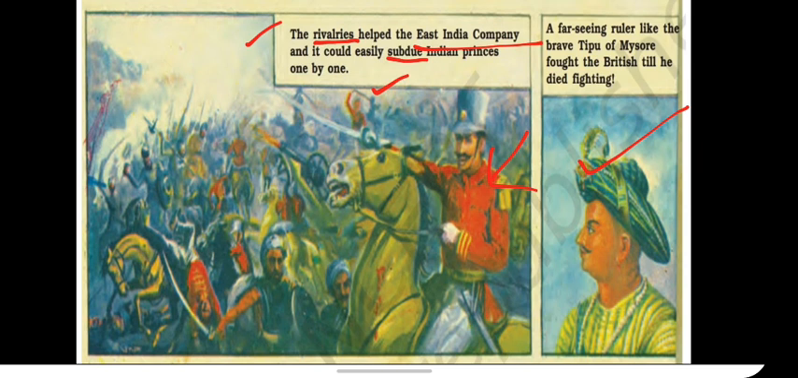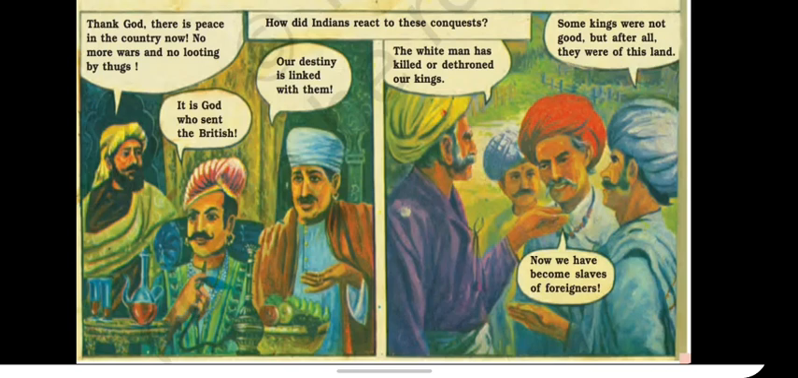So a far-seeing ruler like brave Tipu of Mysore fought the British till he died fighting. So he was from southern India, and he was an example of a far-seeing ruler. Not all Indian rulers were short-sighted. Okay, we do also have a wise ruler who was brave and who died fighting the Britishers. He didn't surrender, and he didn't side with the Britishers. He was against them, because Britishers are foreigners. They are not from the land where Indians are born and brought up.